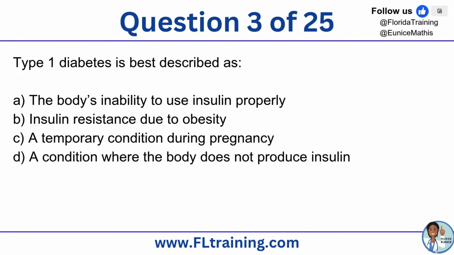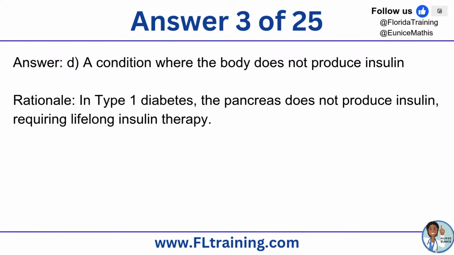And then remember that even if someone has type 1 or juvenile diabetes, they grow up and they're going to be an adult who still has type 1 diabetes. Okay, so yes, you have the correct response. You are absolutely correct. It is D. Condition where the body does not produce insulin.